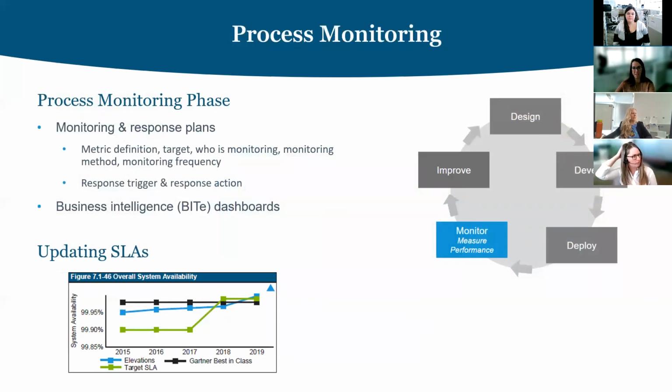So I wanted to talk to you all a little bit more about the process monitoring phase. You probably remember this graphic from the cycle of continuous improvement that I showed you earlier. What does process monitoring really mean? We have about 600 published processes in our published library. For each of those, in order to get to that next phase, the monitoring phase, they need to have a metric definition, a target, and they have to have identified who's monitoring and a monitoring method.